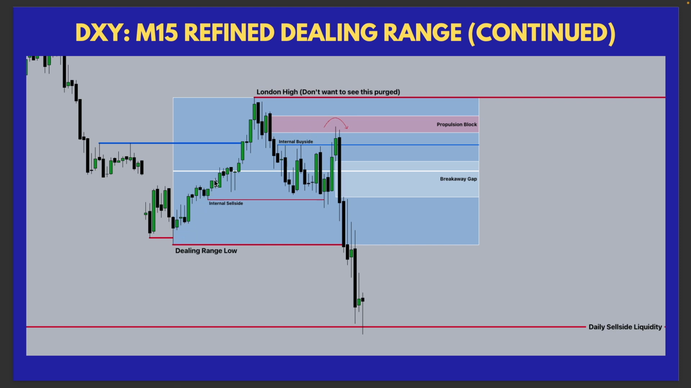Were there any inefficiencies in here? No. So price is going to want to target what? Since we're bearish on the higher time frame, and we have this higher time frame objective from the daily chart right below it, we're going to want to target at least the dealing range low.